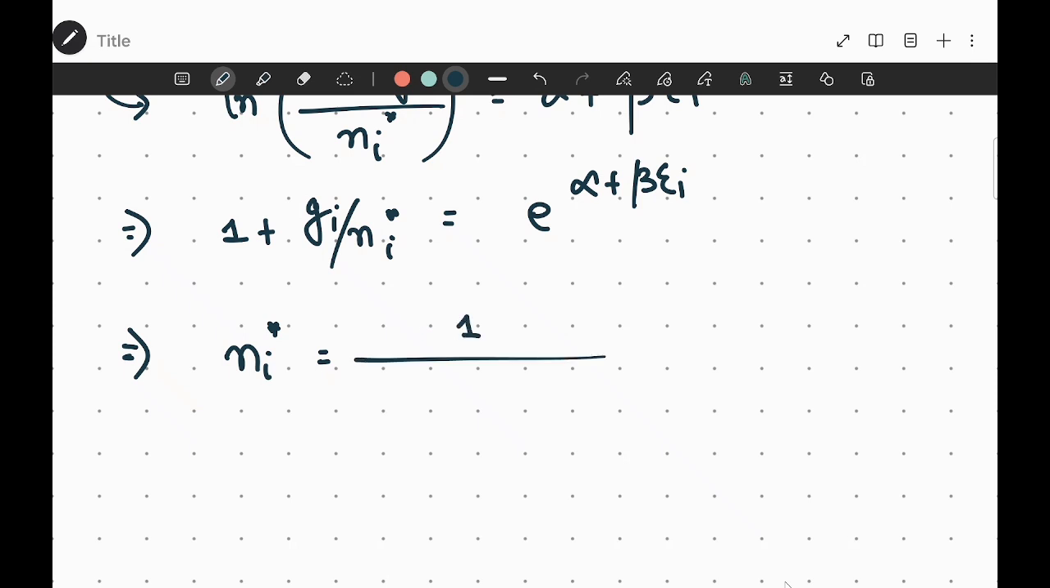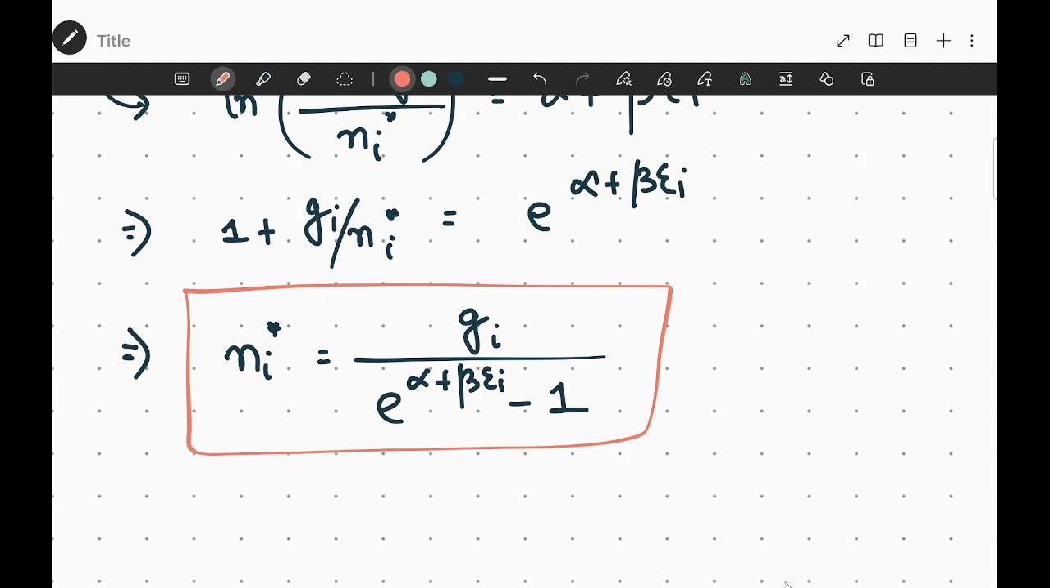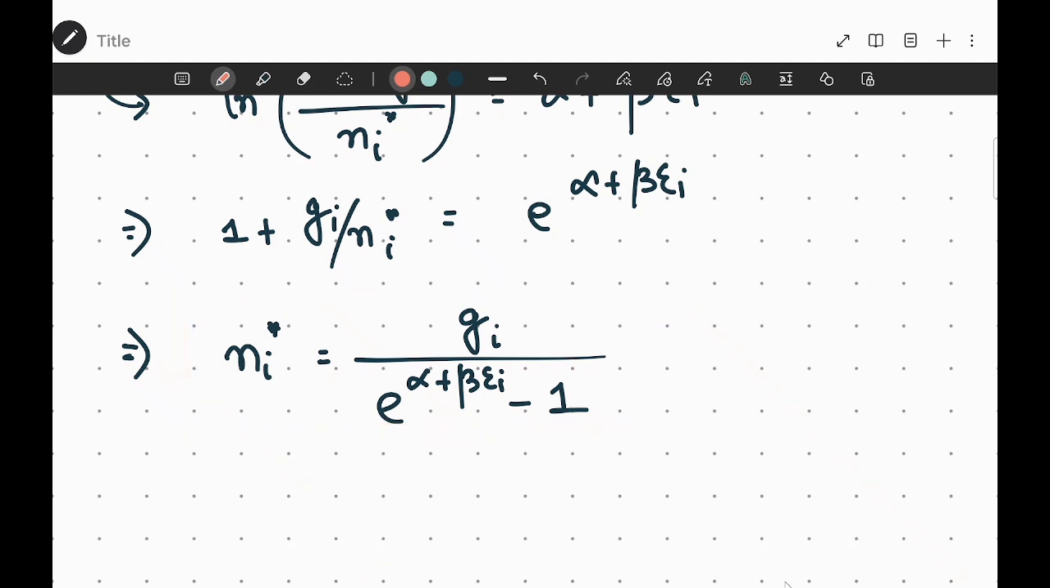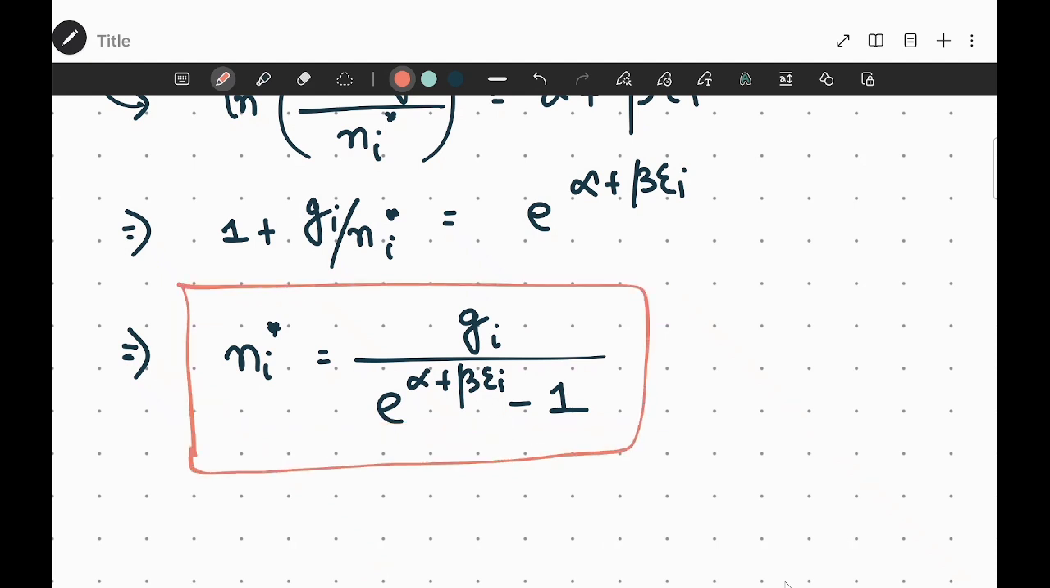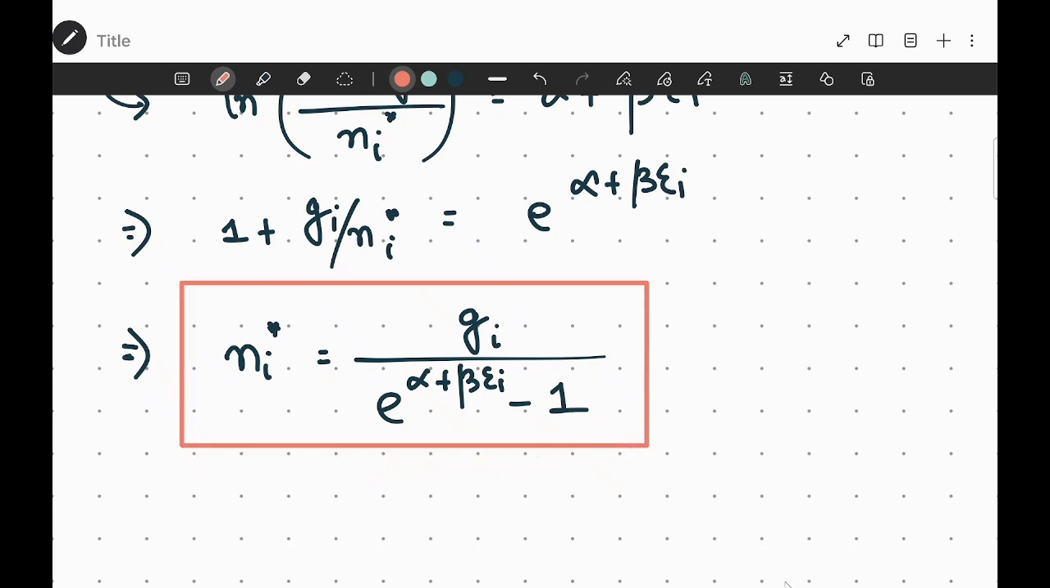So Ni star will be Gi by e to the power alpha plus beta epsilon i minus 1. So this is the most probable distribution, and this is our distribution function for the bosons. See what the difference is? Only this minus 1 term is added. The rest of the part is the same. Just minus 1 is added in the case of the Bose-Einstein distribution.